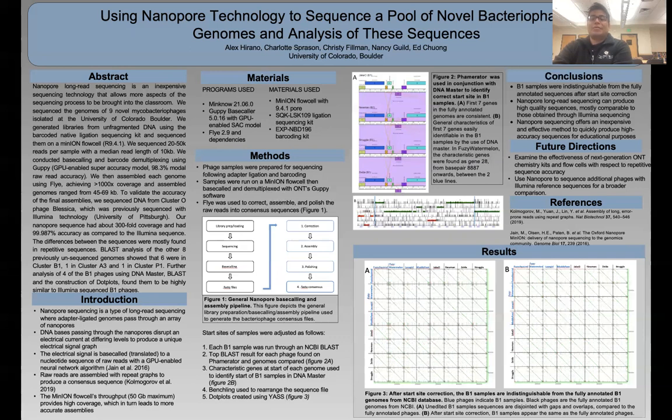And furthermore, we want to use nanopore to sequence additional phages that have Illumina reference sequences so we can build essentially a better profile of their accuracy for nanopore compared to Illumina.